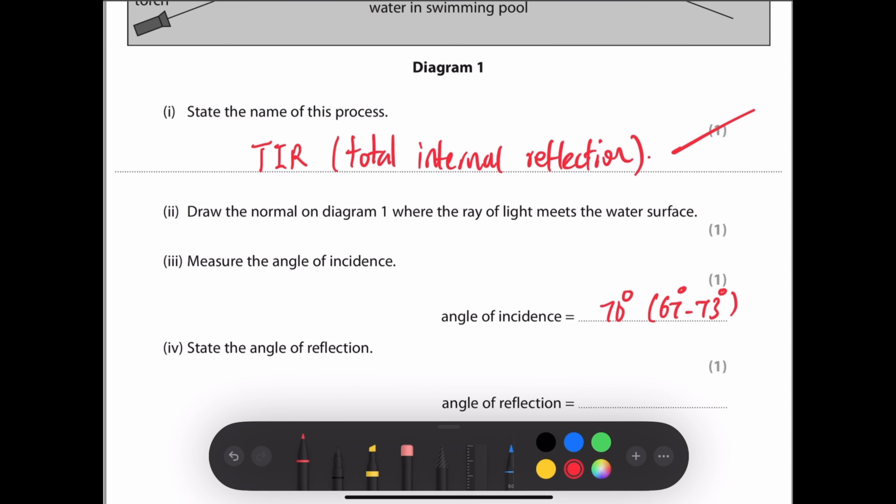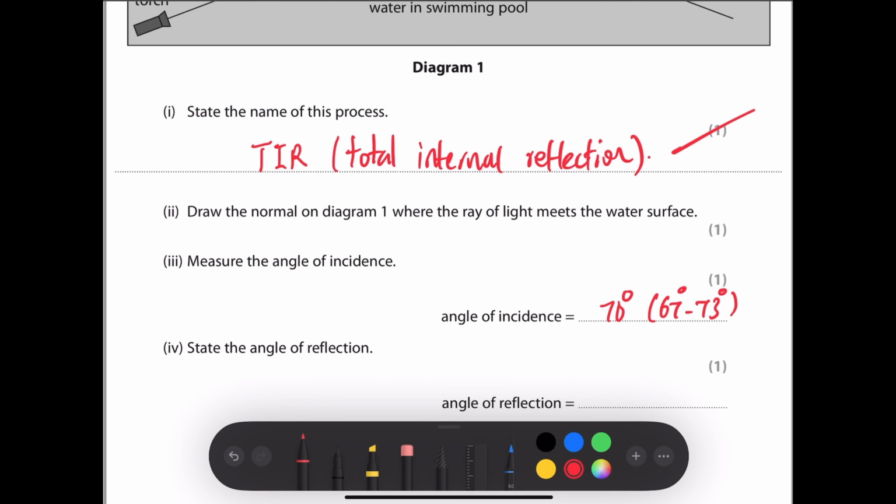A word for some students who are not familiar with the concept of total internal reflection. Total internal reflection happens when light moves from a denser medium, like water in this example, to a less dense medium, air. Light is completely reflected inside the medium instead of being refracted. Total internal reflection occurs when the angle of incidence is greater than the critical angle. Okay, let's move on to section B.